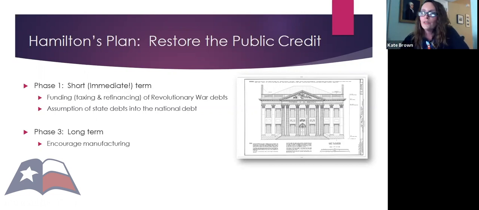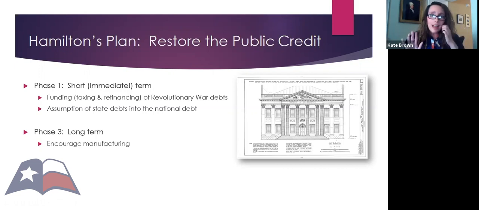How do we diversify the economy? How do we grow and prosper? How do we become like England, who is like an economic powerhouse? I want to be like them, Hamilton thinks. And the answer is to encourage manufacturing, to encourage industry.